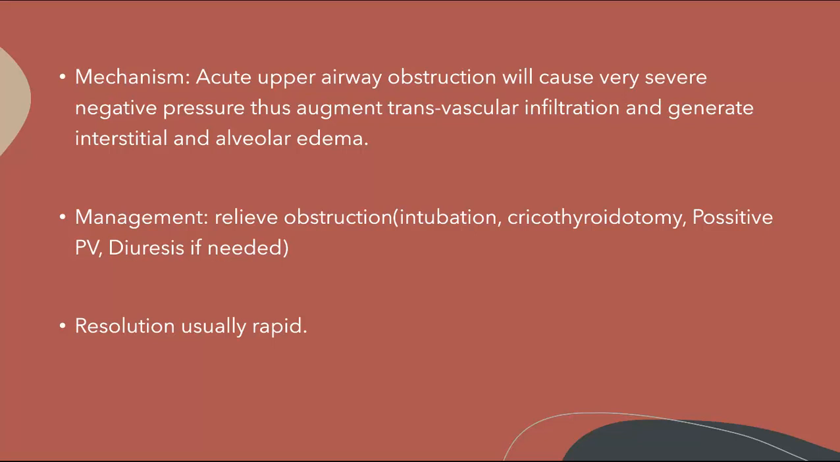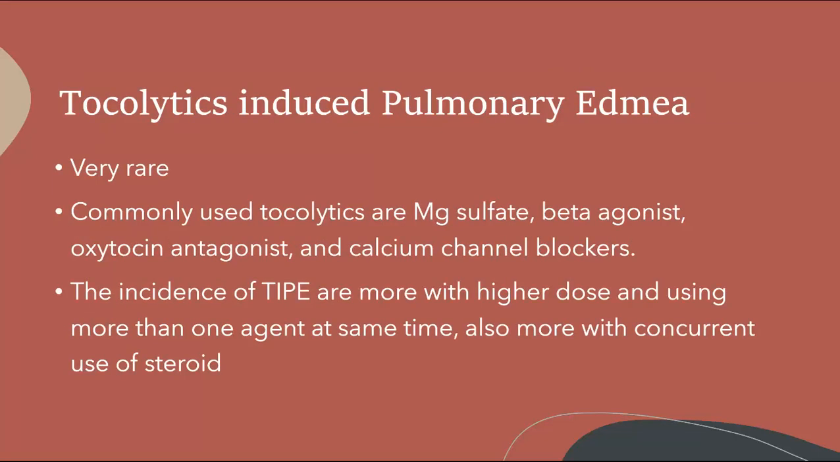Management is basically just supportive treatment. You have to treat the underlying cause. So if the patient needs to be intubated, you intubate the patient. You can do cricothyroidotomy if indicated. You can treat with positive pressure ventilation, and you can use diuresis if needed. And the characteristic of negative pressure pulmonary edema is that resolution is very rapid, and thus you can differentiate it from the other pulmonary edema.